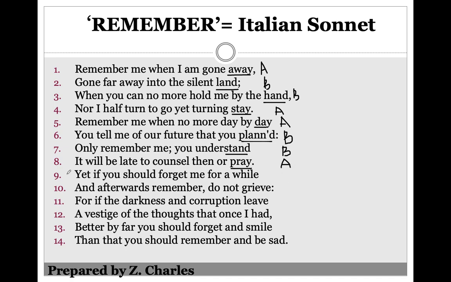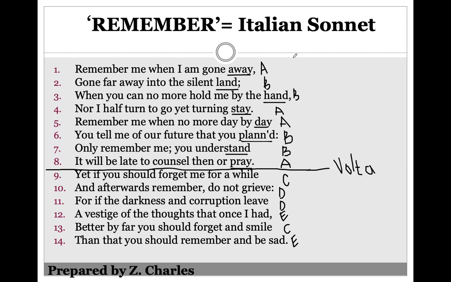Okay, then when we get to line 8, which I'll cover now when we go back to our PowerPoint, I'm going to write "while." Okay, and we will continue with our rhyme scheme. So "while" would be C, "grieve" would be D, "leave" would be D, "had" will be E, "smile" would rhyme with "while," and "sad" would rhyme with "had."